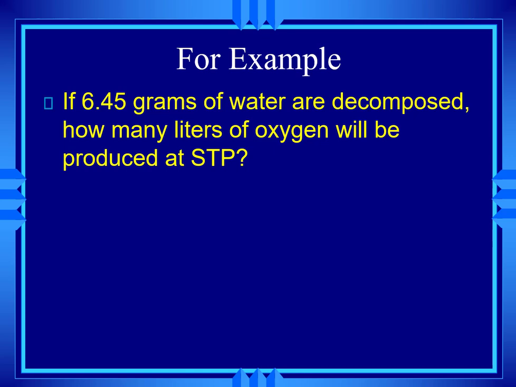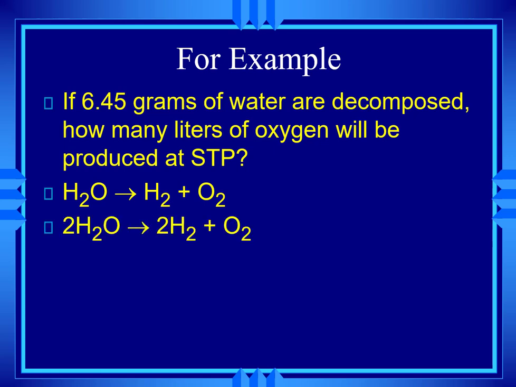So first we write the equation for the decomposition of water. What's water going to fall apart into? Hydrogen and oxygen, right? So water falls apart into hydrogen and oxygen. And then we balance it by putting a couple of 2's in there. Because if I want to change which chemical I'm talking about, I need a balanced equation. And then we do the stoichiometry.